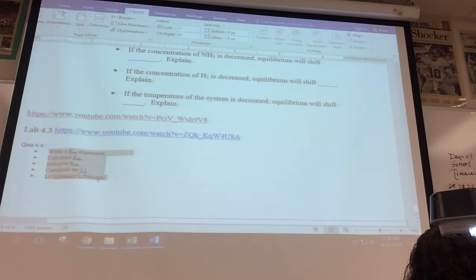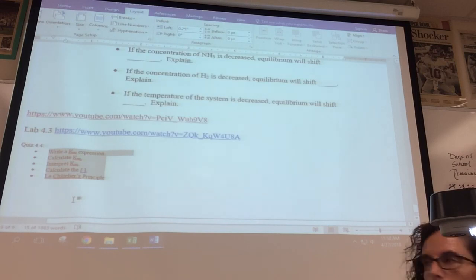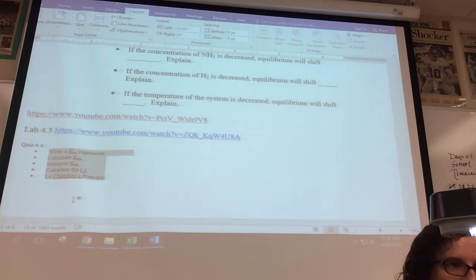On your quiz, you will be assessed on the following. I will give you an equilibrium reaction. You will write the KEQ expression. You'll calculate it. You'll interpret it. You'll calculate a concentration when given KEQ and other concentrations, and then finally you'll have some questions on Le Chatelier's principle, grossly similar to what I've shown you today.